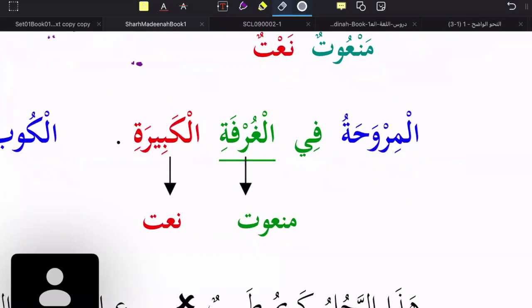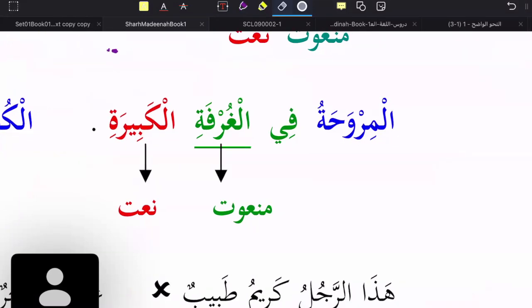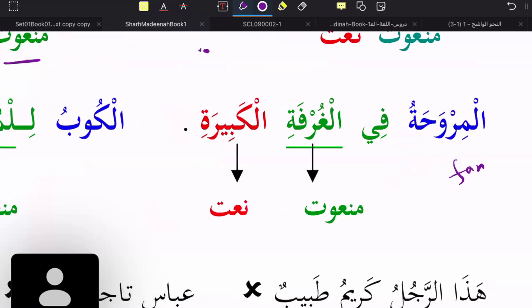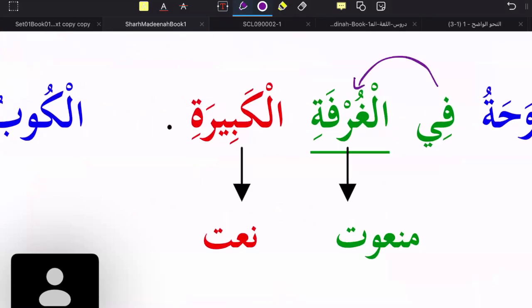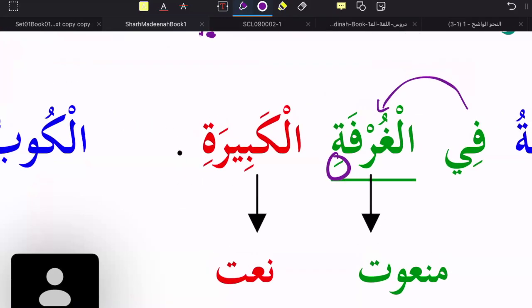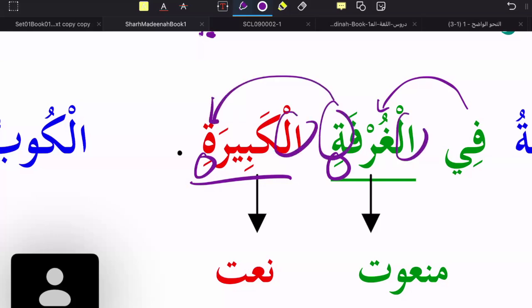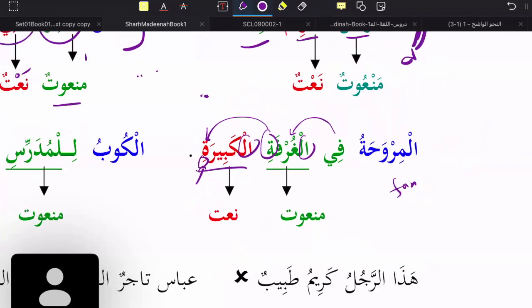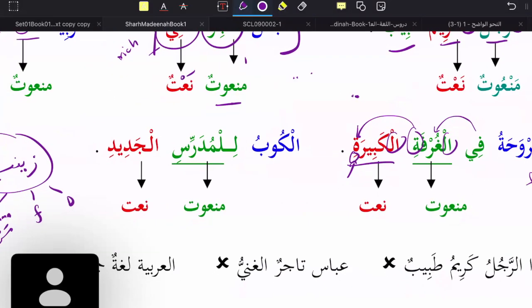Now we have more examples. Al-mirwahatu. What is mirwaha? Mirwaha is fan. Fil ghurfati. So we already know after a preposition we have a kasra. As you can see, the adjective is copying everything from the noun. So we have alif lam, ghurfa has a ta marbuta, we add ta marbuta into kabira. This one has kasra, we also add a kasra. Okay, so make sure you understand this one.